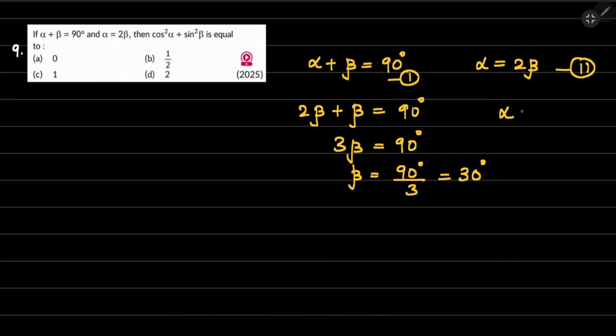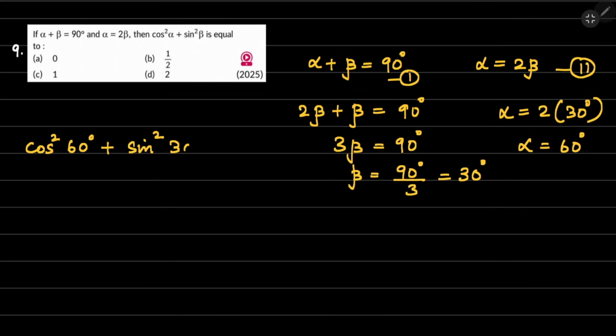So what will be alpha? Alpha will be equal to 2 times beta. Beta is 30 degrees. So alpha is equal to 60. So now that you have got alpha and beta, you can find out what is cos square alpha. What is alpha? 60 degrees. Cos square 60 plus sine square beta. In place of beta, I will put 30 degree. What is cos 60? It is 1 by 2. The whole square. Plus sine 30 is also 1 by 2.